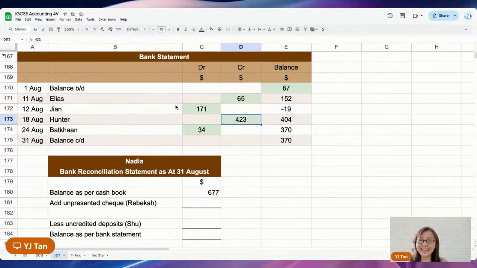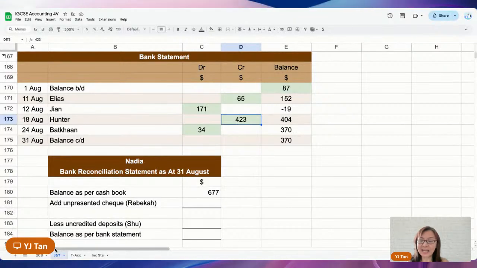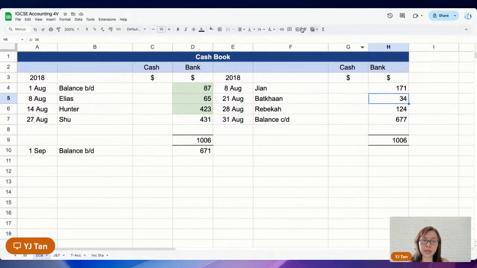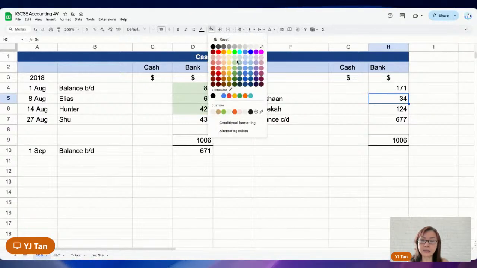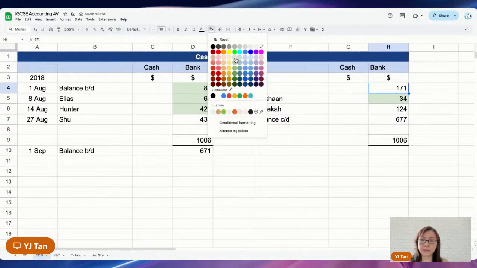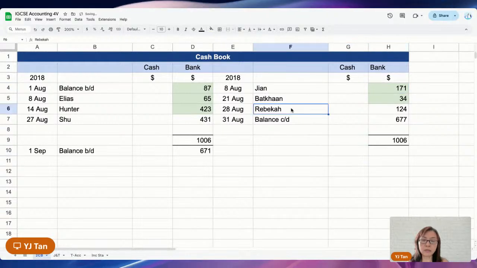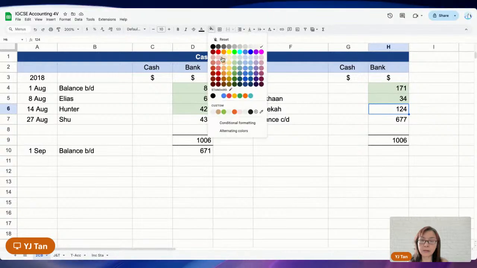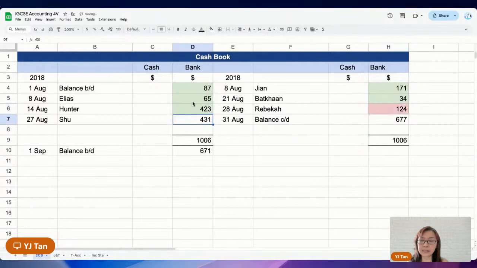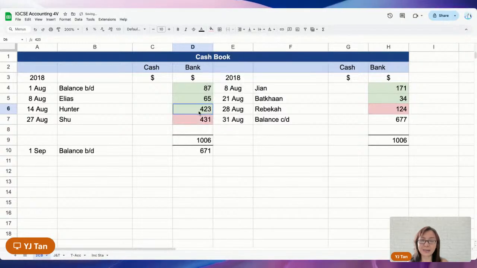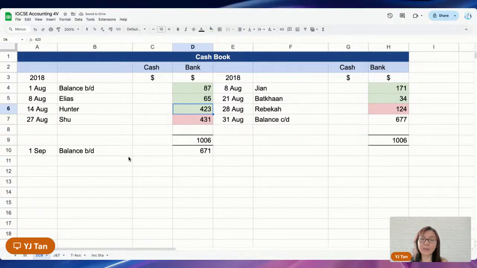All right, so it looks like it should be all correct, isn't it? Let's continue and have a look. After Bakhan, this one is also green. This one green, and this one just now is a match. So the missing part is this one. This is the missing one, and this is the missing one. It does not appear. So what do we need to do? That is the thing we need to work on.